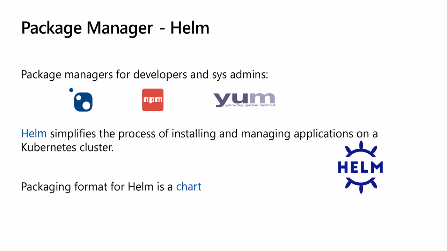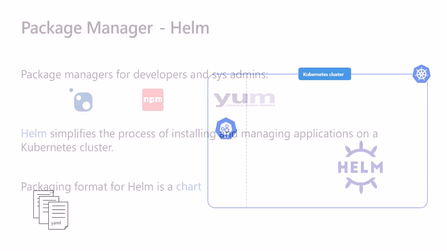Helm uses a package format called charts, which are a collection of files that describe Kubernetes resources. Charts are used to define, install, and upgrade our application at any level of complexity.